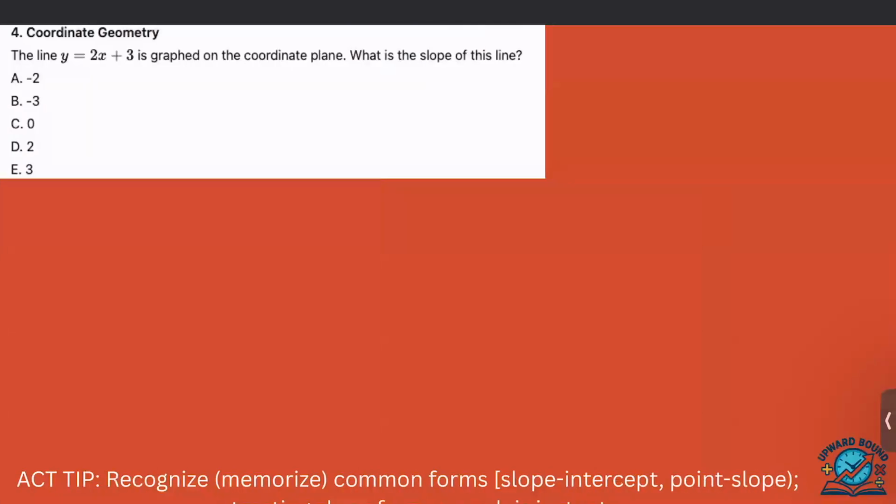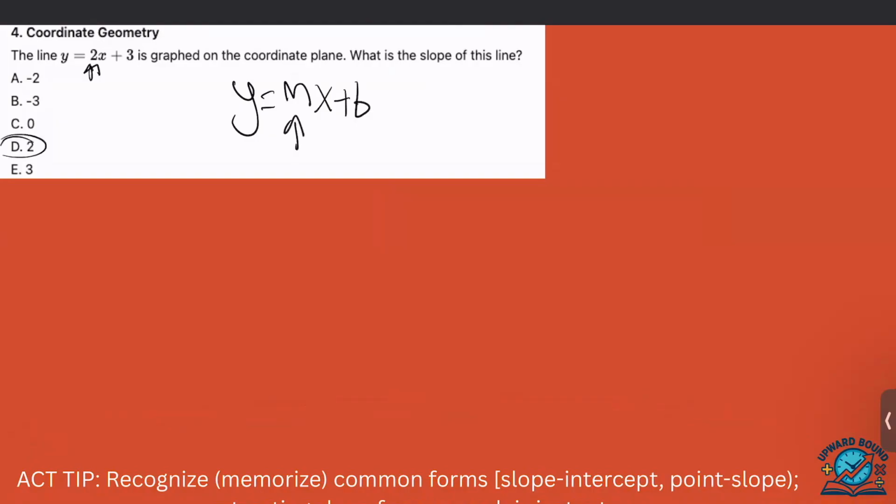If the line y equals 2x plus 3 is graphed on the coordinate plane, what is the slope of this line? I've discussed this down here. If you remember and commit to memory slope-intercept form, questions like this will be no math required. Slope-intercept form is this, meaning this. So our answer is 2.